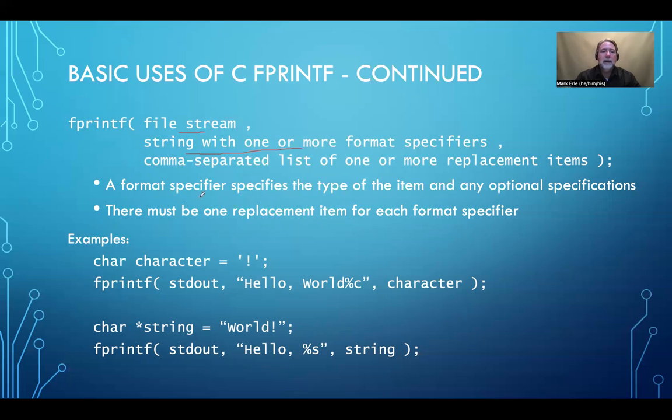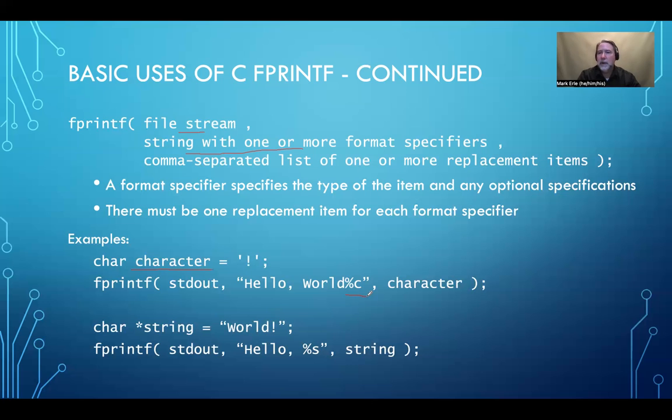So let's take a look at the example that I have shown here. In this case, we're declaring a variable called character, and we're initializing that to contain the exclamation point. And then in our fprintf function, things look pretty similar to what we saw earlier, except now we have this %c. So this is what we call a format specifier. And the c here means that we're expecting some character to be placed in this location in the string.